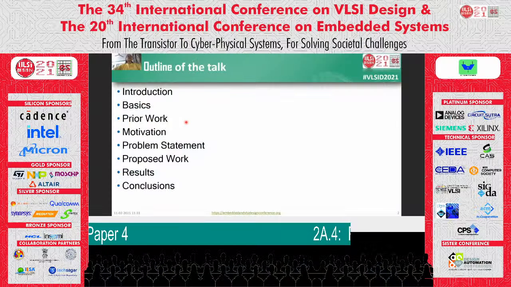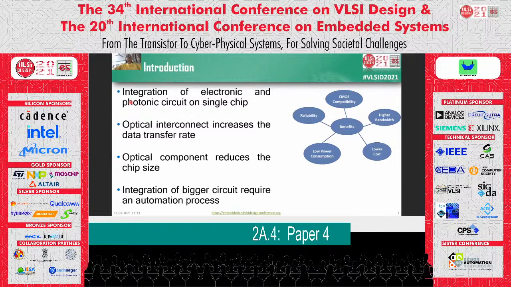Methods will be shown. Photonic integrated circuits are the integration of electronic and photonic circuits on a single chip. And in this figure, some of the benefits of photonic integrated circuits are shown that satisfy the increasing demand of higher speed, low power consumption, and low power dissipation in current VLSI circuits. Further, to design these bigger photonic circuits, an automatic photonic design process is required as it is present in electronic design automation.